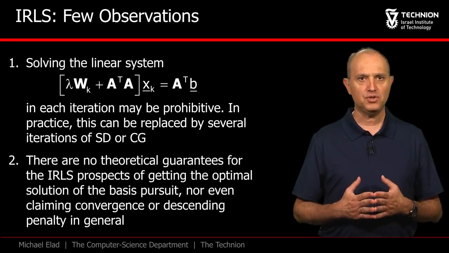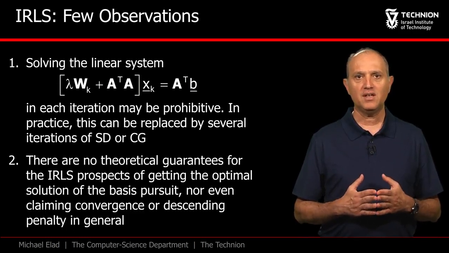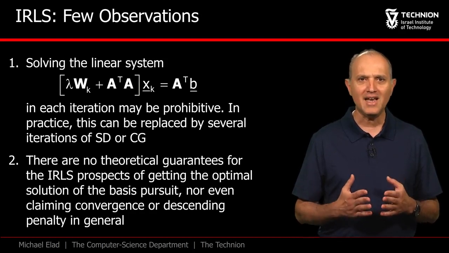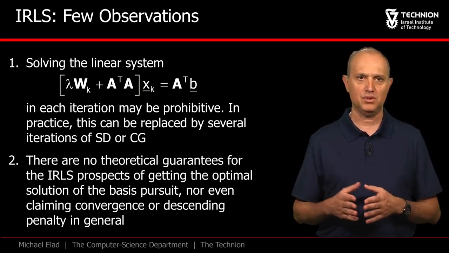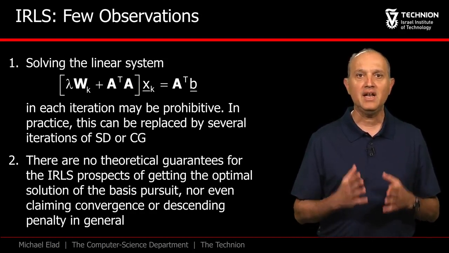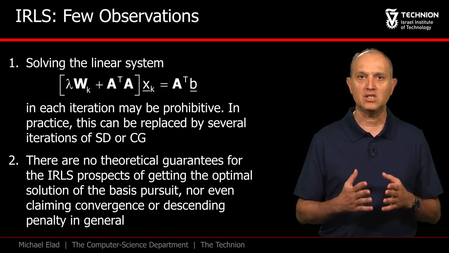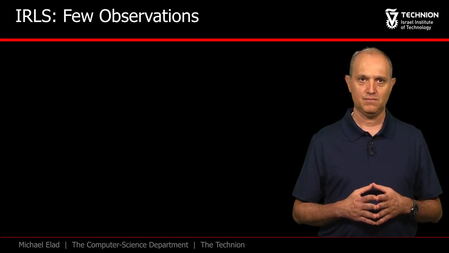Another important feature to be aware of is the fact that this simple algorithm comes with no theoretical guarantees for the quality of solution it leads to. While performing nice in practice, we cannot claim that we get the optimal solution. Indeed, we cannot even claim that the Lagrangian penalty function is monotonically decreasing as this algorithm iterates.